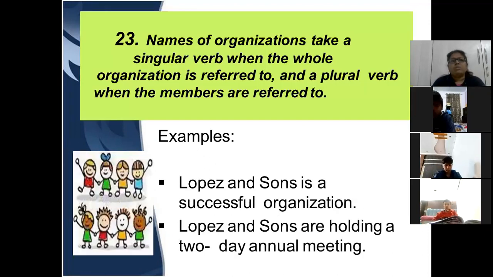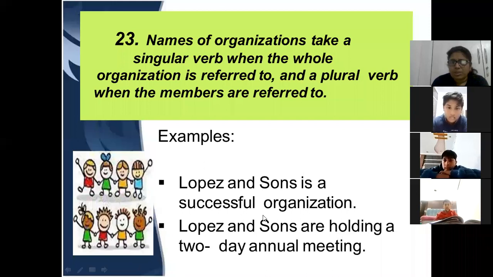Next comes rule number 23. That is, names of organizations take a singular verb when the whole organization is referred to and a plural verb when the members are referred to. Again, suppose I am talking about this organization, Lopez and Sons. This is the name of one organization. So what are we using here? Lopez and Sons is a successful organization.